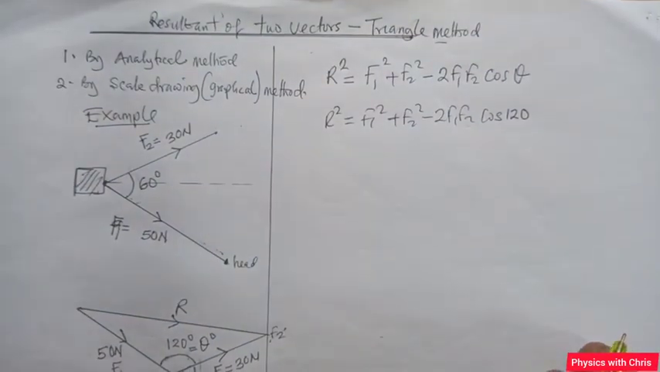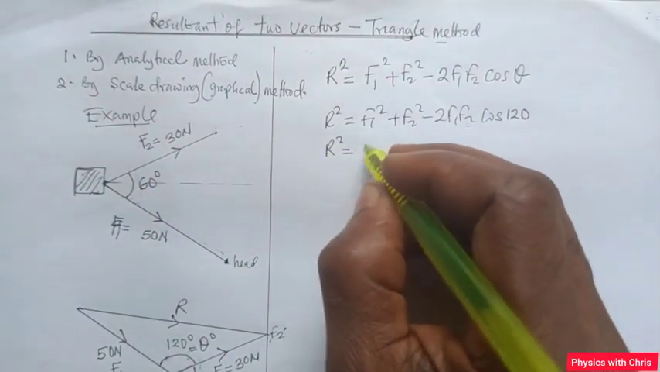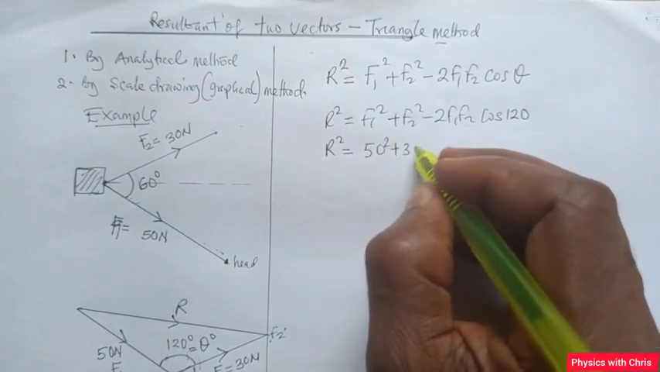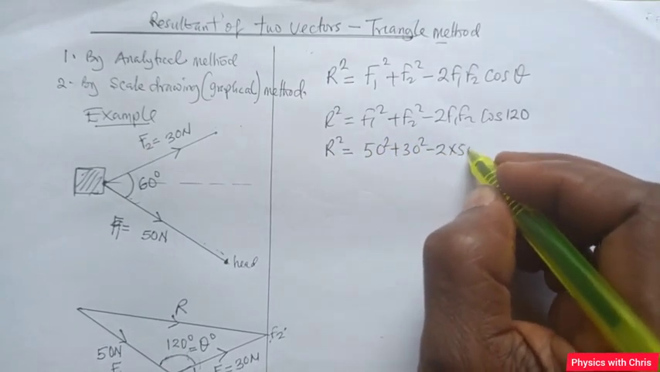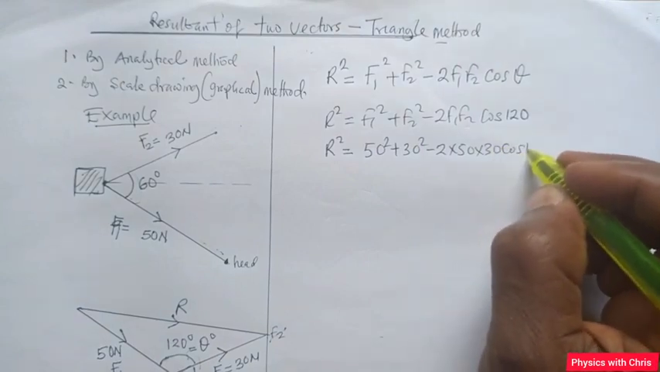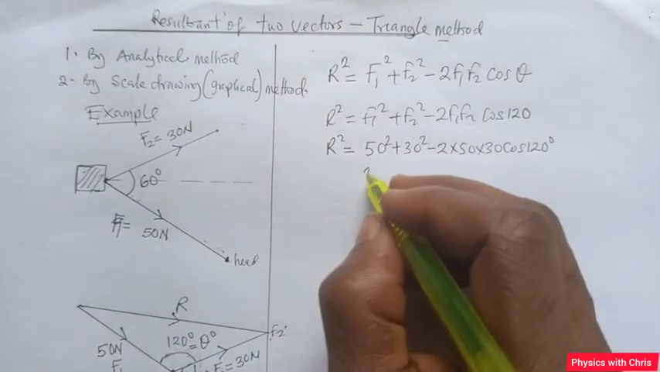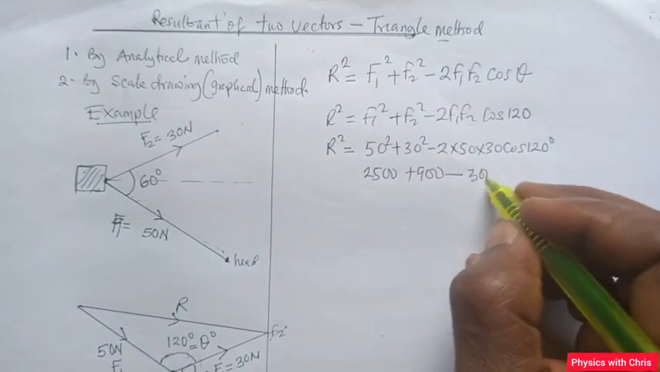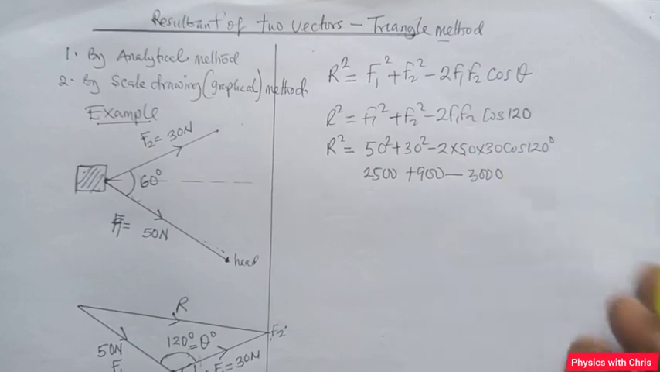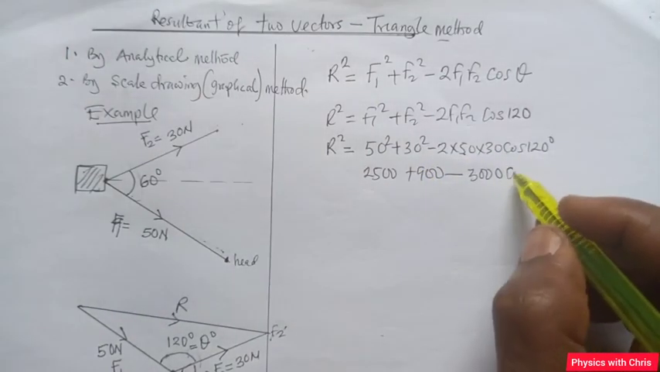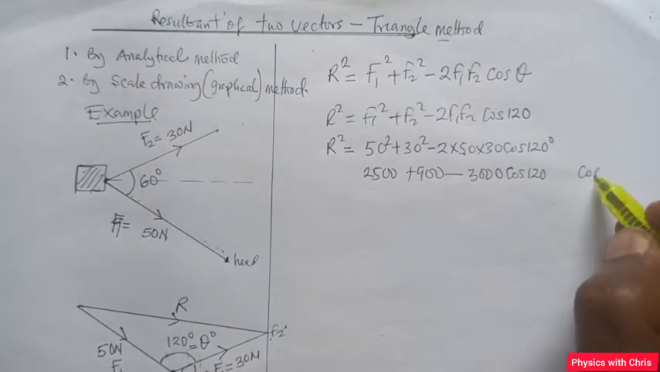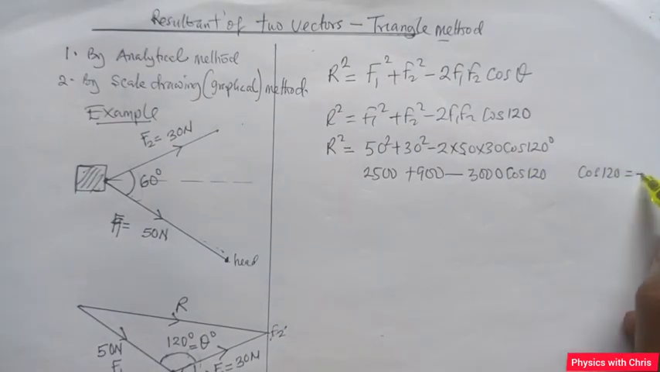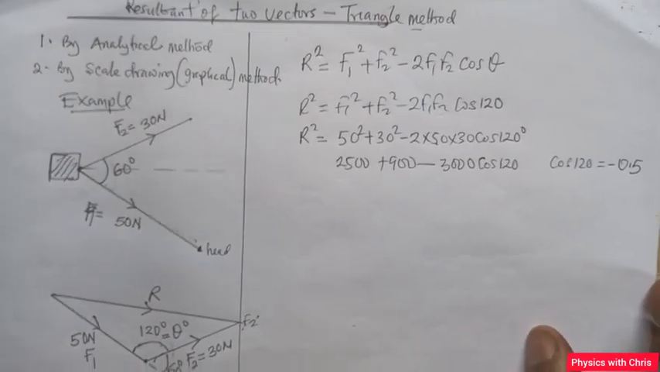So what's my F1? 50. What's my F2? 30. So my resultant squared is now 50 squared plus 30 squared minus 2 times 50 times 30 cos 120 degrees. That gives me 2,500 plus 900 minus 3,000 cos 120. Sorry, 50 times 30 is 1,500, times 2, that's 3,000 cos 120. Now, cos 120 is the same thing as minus cos 60, which is minus 0.5.